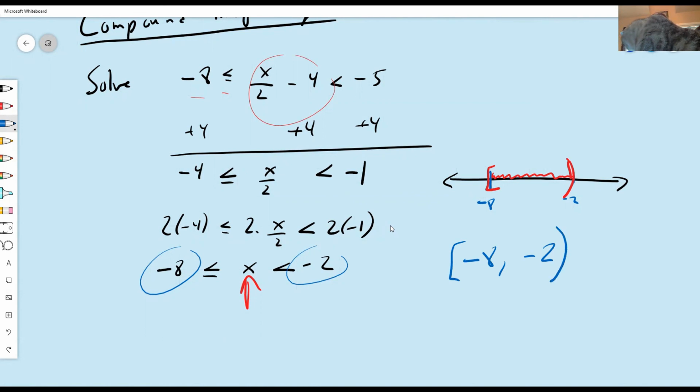All right, so that's the introduction to solving linear inequalities. Make sure you watch out for multiplying and dividing by negative signs. When you do that, you have to change the direction of the sign. Let me know if you have any questions.